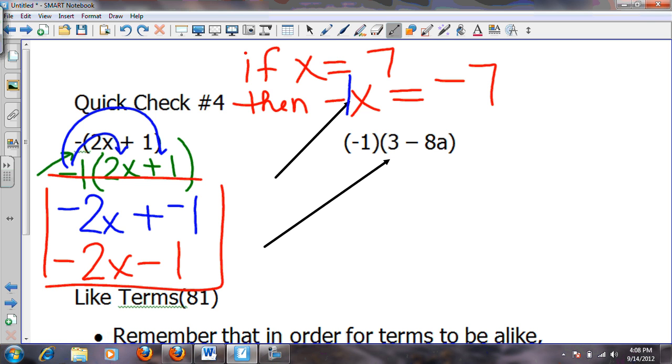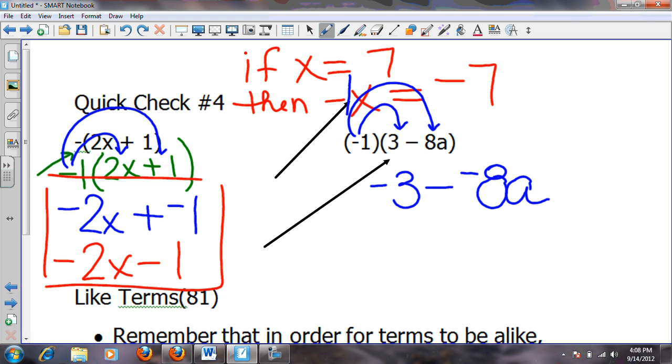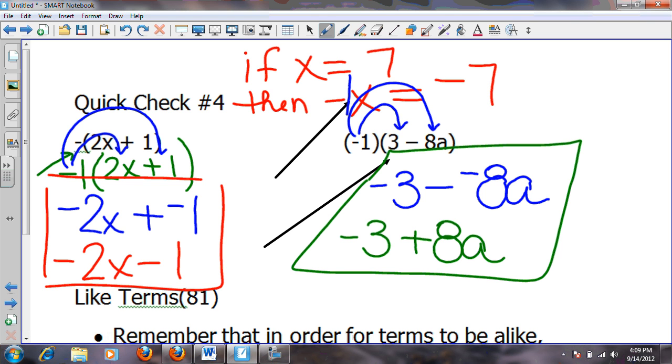You try this quick check example. -1 times the quantity 3 minus 8a. Hopefully, you were able to come up with the fact that you would take -1 times 3, which is -3, minus -1 times 8, which would be -8a. We can leave it -3 minus -8a, or we could change it to -3 plus 8a. Either of these two expressions would be considered correct.